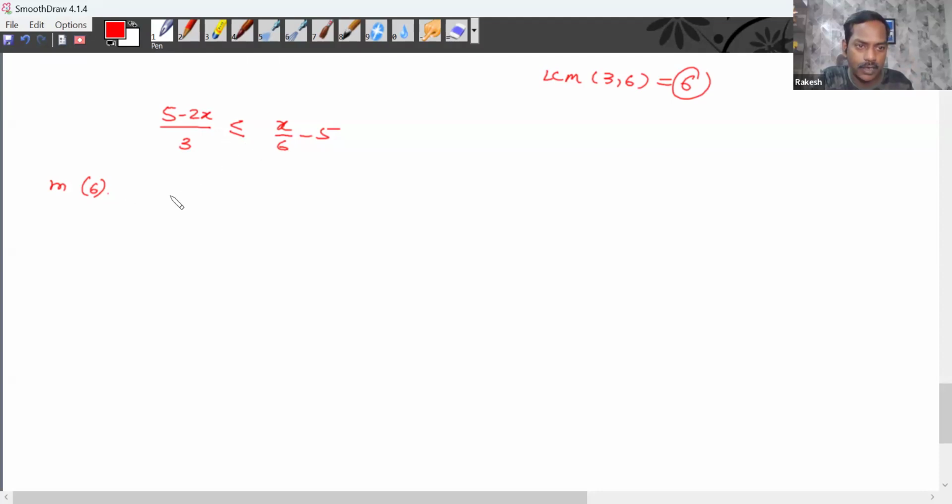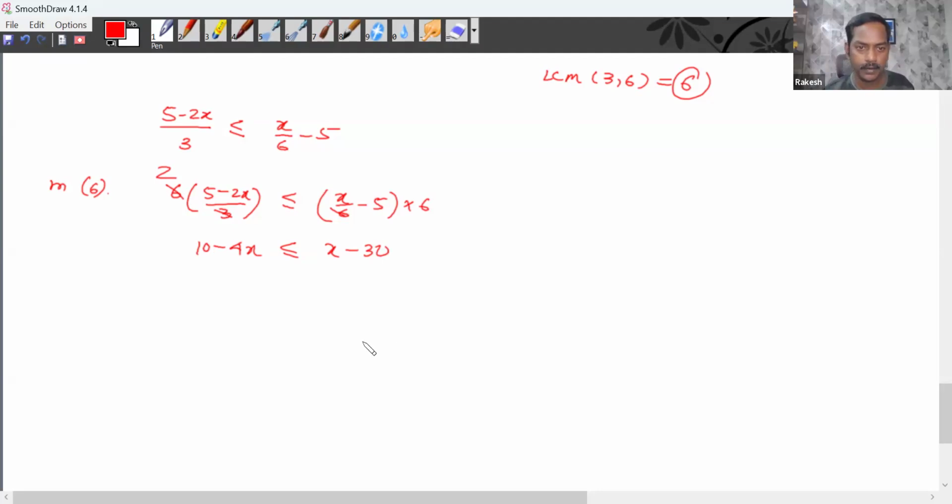So if I multiply both sides by 6, this 6 will get cancelled out. Or let me write that this would be (5 minus 2x) whole divided by 3 less than or equal to x divided by 6 minus 5, multiplied by 6. This 6 will get cancelled by 3 two times. So here I'll be getting 10 minus 4x. And here it would be x, because this 6 will get cancelled, and this will remain 30 if I open the bracket.